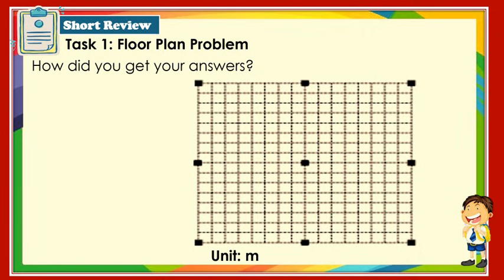Since we have 16 small squares on our length, that is 16 meters, and we also have 16 in our width, that is 16 meters. So it's just like getting the area of a square. We'll just get the product of the length and the width. So we'll multiply 16 times 16 equals 256 meter squared or square meters.